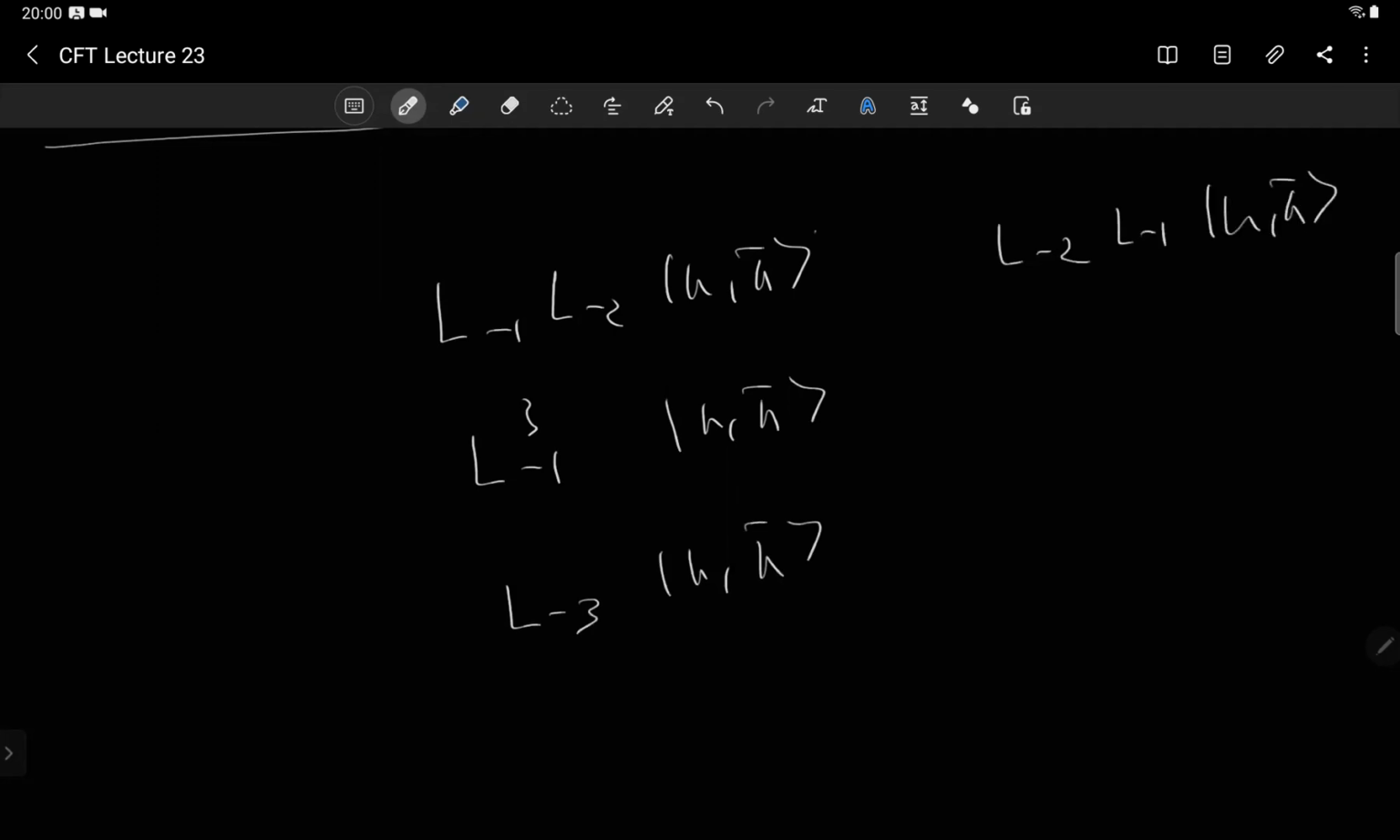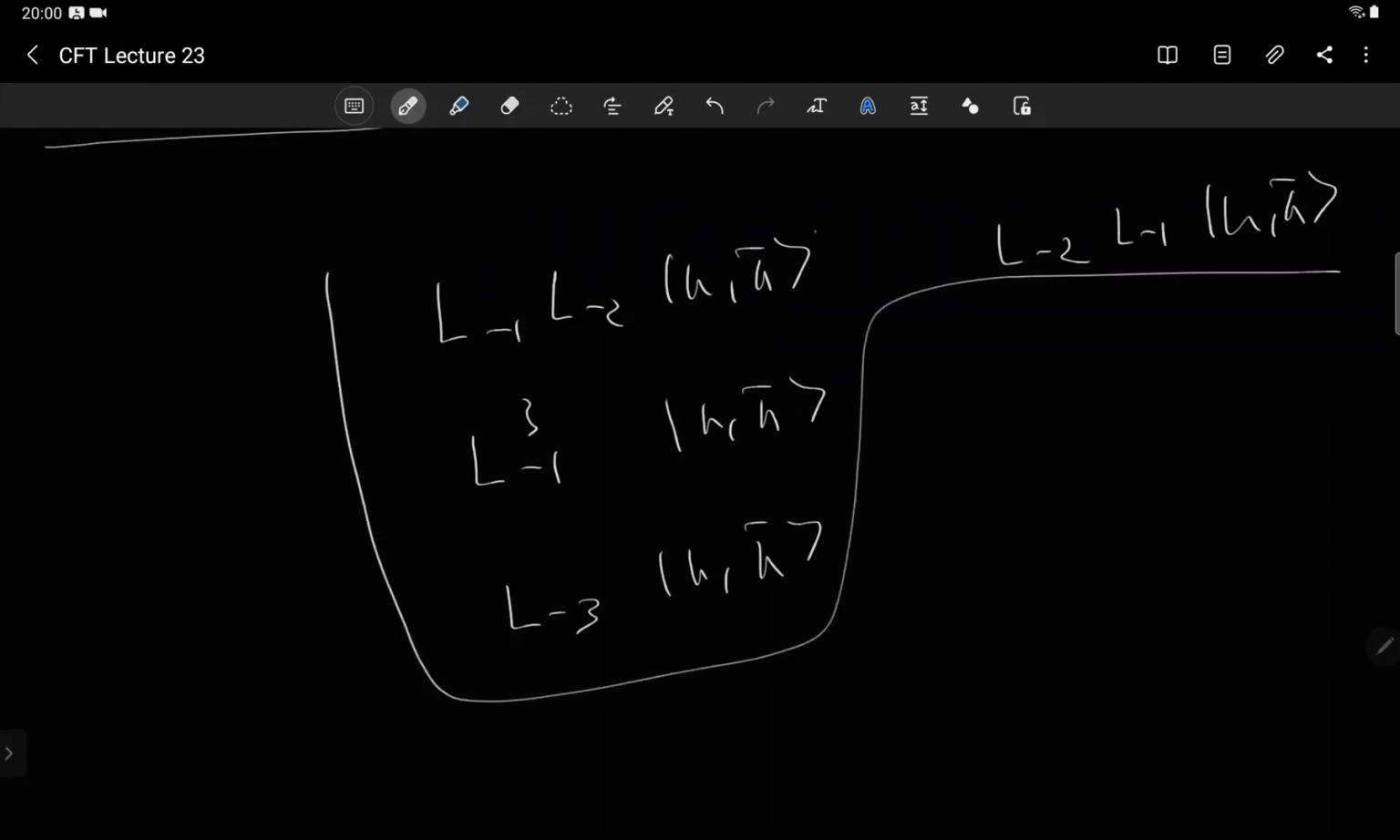So we take these 4 states. What is the common thing about all these 4 states? The common thing is that each of them is an eigenstate of L0 with the same eigenvalue H plus 3. All of them have the same eigenvalue H plus 3. So they are degenerate eigenstates. Degenerate meaning, in the sense of L0, as eigenstates of L0, they are degenerate.